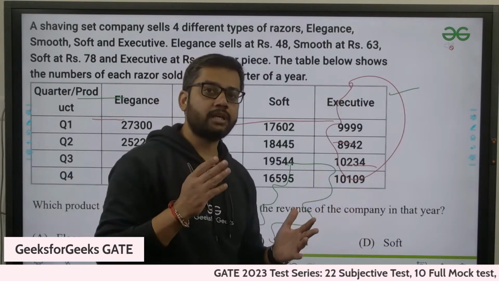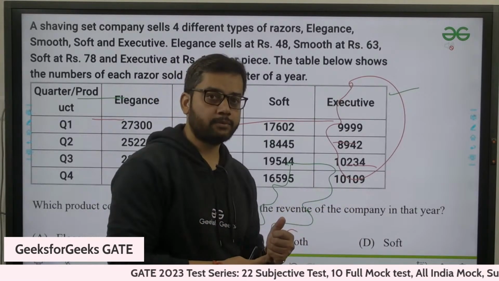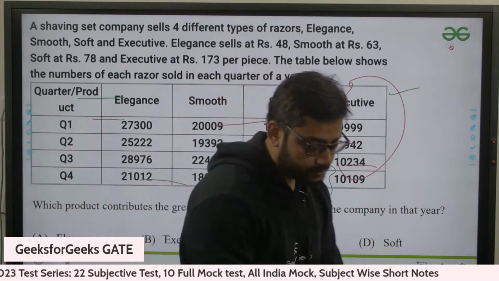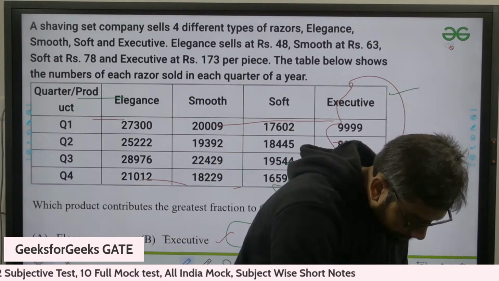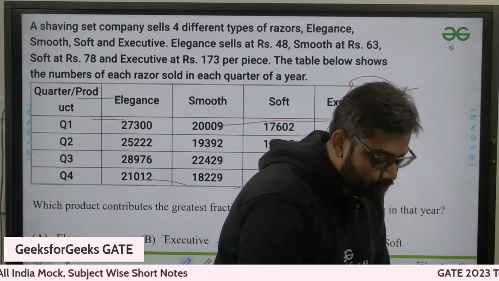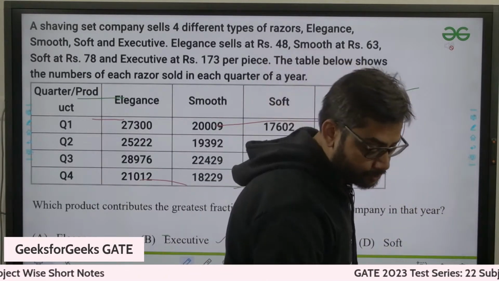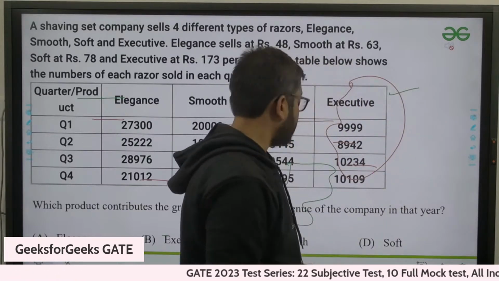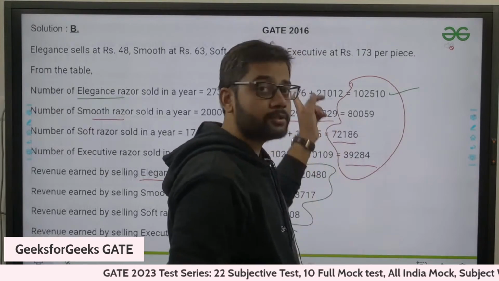You have to do only one thing, like add the product, okay, multiply by the price and find the final value. Those guys who think this question was difficult, I'm telling you one thing, and one more thing. This question is GATE 2016.